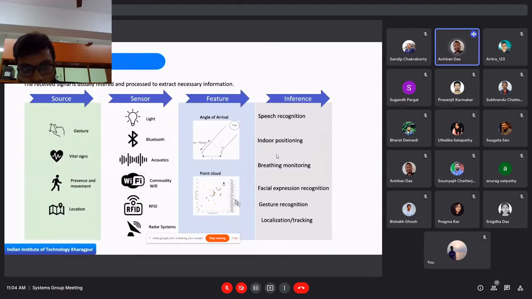In the literature, we can see that various frequency waves such as Bluetooth, acoustics, and radio frequencies have been used for this purpose to address various problems. The basic idea is that the transmitter and receiver communicate with some signals. The feature is extracted on the receiver side from the received signal, and based on the collected information, some processing is performed to infer something.